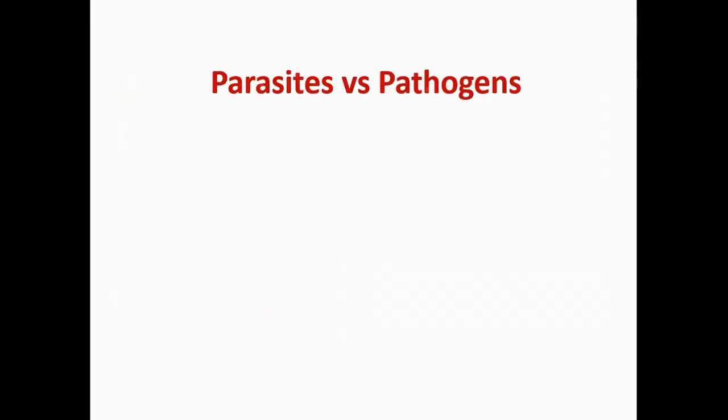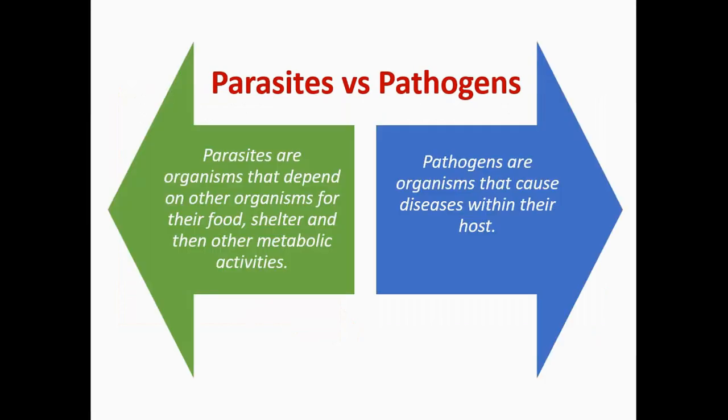Let me give you a quick recap here about the parasite and pathogen difference. As you remember, there are types of heterotrophs like parasites and saprophytes, and parasites are organisms that depend on other organisms for their food, shelter, and other metabolic activities. And pathogens are organisms that cause disease within their host. So not all parasites are pathogens. As you know, 10% of our body mass consists of microorganisms that generally do not cause disease. So they are parasites, but not pathogens.